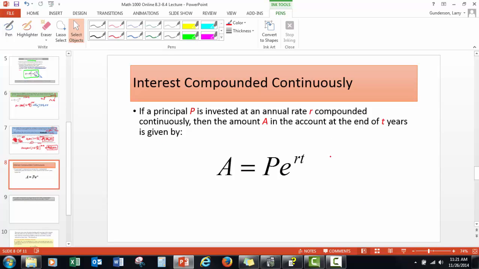Interest can also be compounded continuously, which is hard to imagine, but it's not every month or every quarter or every week or every day or even every minute. It's continuously being compounded. Then you use what we call the PERT formula, P e to the rt power. e is on your calculator. You might have to search for it. It's an irrational number that's about 2.718. Don't let that scare you at all. You just let your calculator do the work.